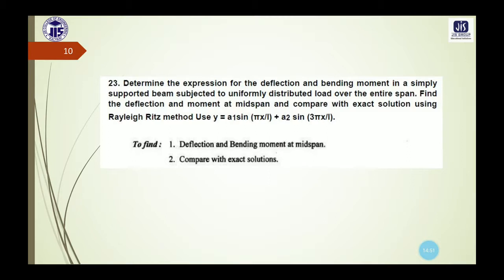The question is given: we need to determine the expression for the deflection and bending moment in a simply supported beam subjected to uniformly distributed load over the entire span. So find the deflection and moment at mid-span and compare with the exact solution using the Rayleigh Ritz method. Now the approximation function is given here: y equals a1 sine pi x by L plus a2 sine 3 pi x by L. Now here we need to find the deflection and bending moment at mid-span, and we need to compare with the exact solution.